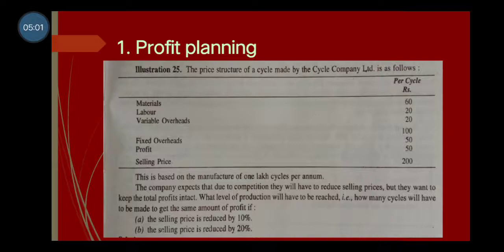So these much points will be clear to you here. The profit enjoyed by the company now is rupees 50 per unit, with 1 lakh cycles per annum manufactured by the company. So the total profit of the year is 50 into 1 lakh, 50 lakhs. That is the profit enjoyed now that they want to maintain.